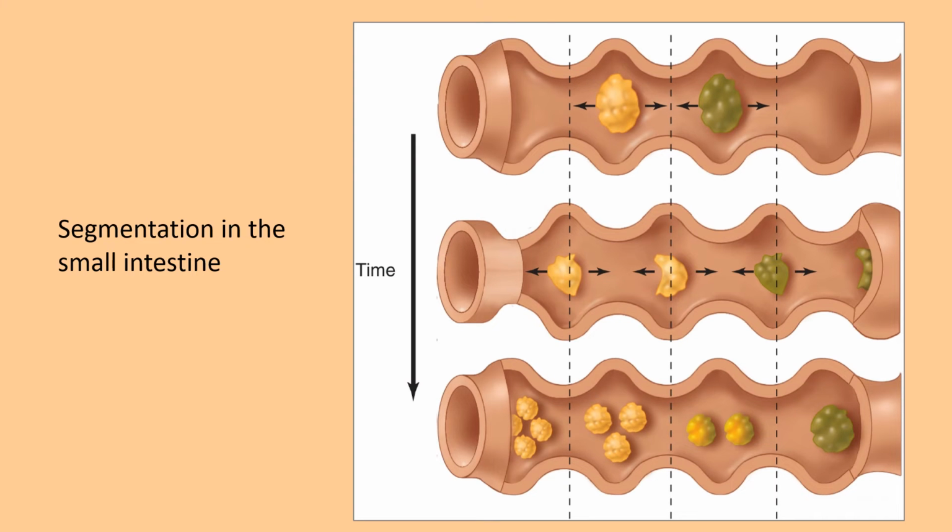So in this image, we can see the effects of segmentation, this local squishing back and forth. And you can see how different regions of the chyme are mixed together. They're also being mixed with the great variety of enzymes that we find in the small intestine.